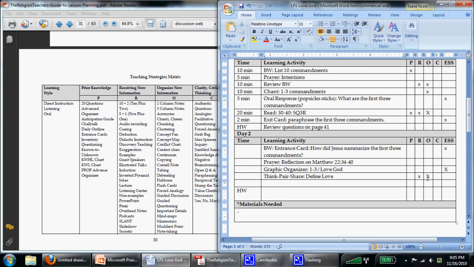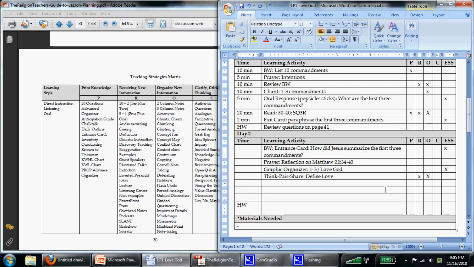And moving along, if we give them enough information, we can start to expand a little bit more and ask them really to compare. So we might have a kind of a chart on the board. First 3 commandments and love God. And that's going to be both new information and organizing information.